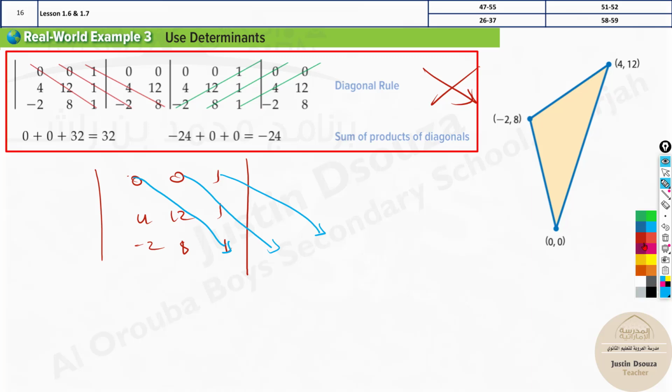Now let's see what would be over here. Now 1, 2, 3 is over. Then repeat this particular matrix back over here. It will be 0, 4, and minus 2. And then next one, it's 0, 12, and 8. Now this much is enough. Over here they have done extra, not required.